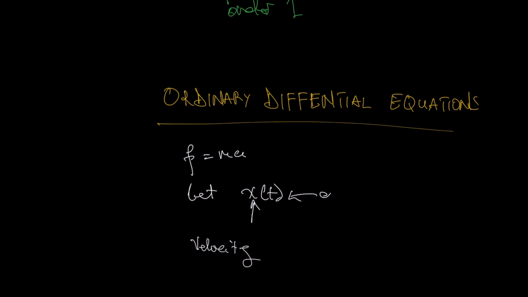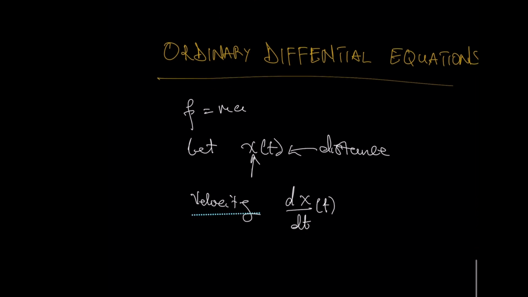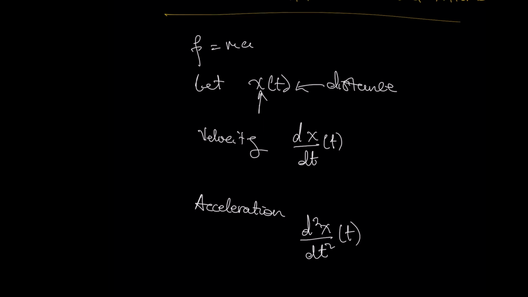this is distance, then velocity will be change of distance over change of time. So that would be dx with respect to t, but this is also a function of time. And in that spirit, we can say acceleration will be d2x/dt squared, but that is also a function of time.